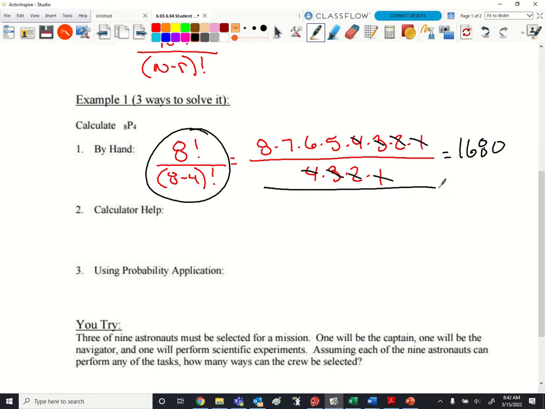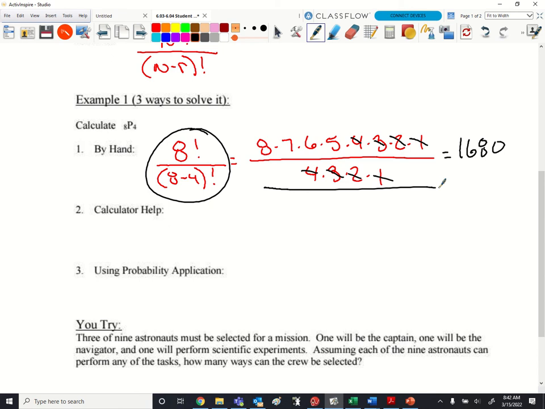Now let's use the probability application. Is this a permutation or a combination? Come on, you guys. Permutation or combination? Permutation. Why do I know it's a permutation? It has a P right there.